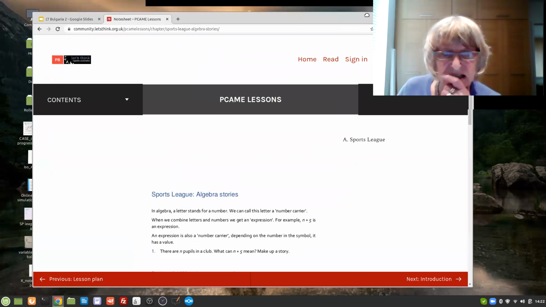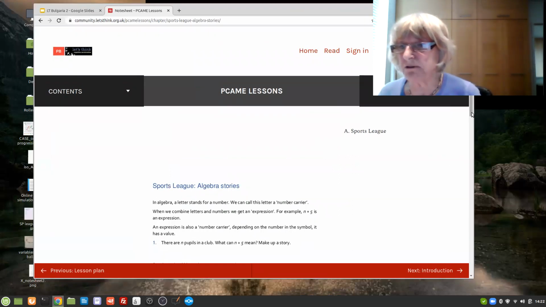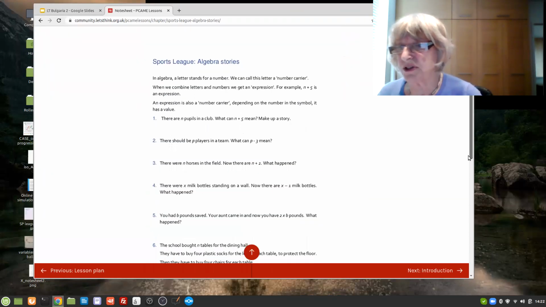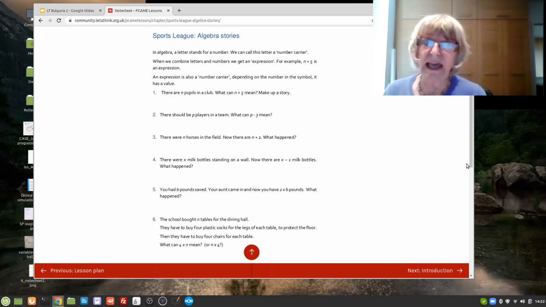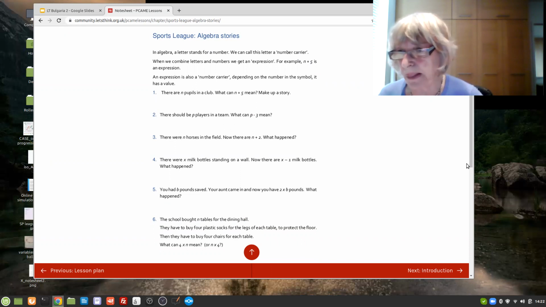And this is where we are using the fact that we've introduced the notion of a variable and that we can use it to represent anything. So we give the children some stories. So let's do the first one. Supposing there were n pupils in a club, what could n plus 5 mean? Make up a story.